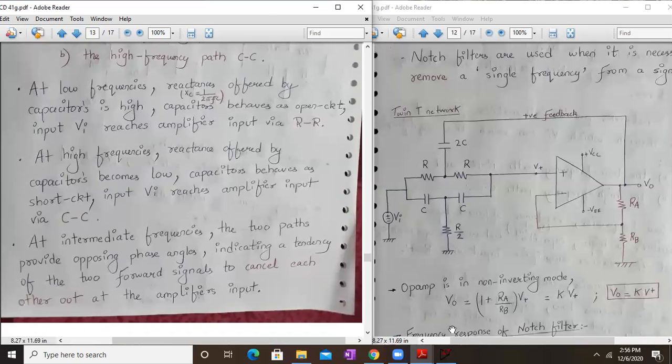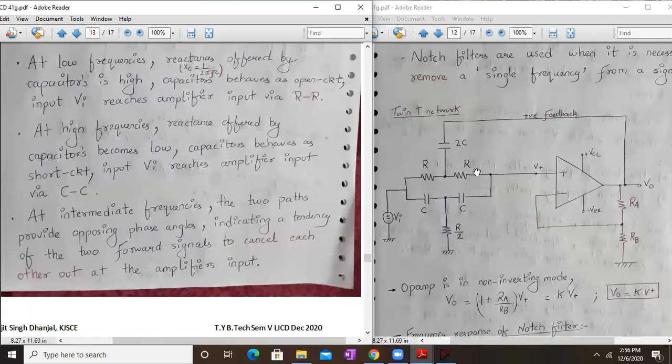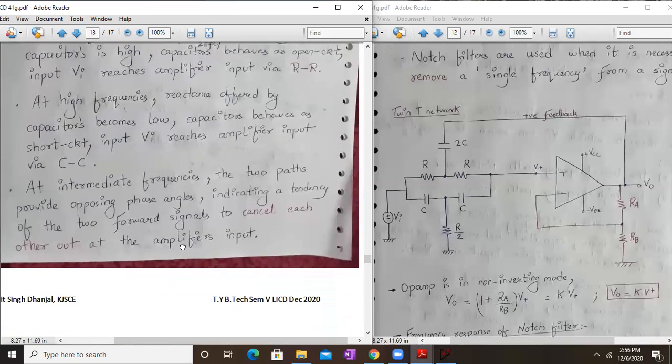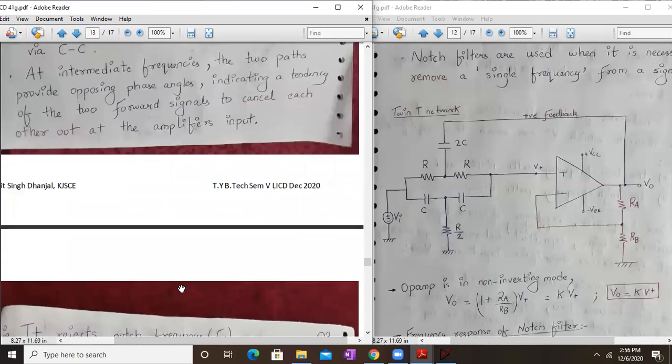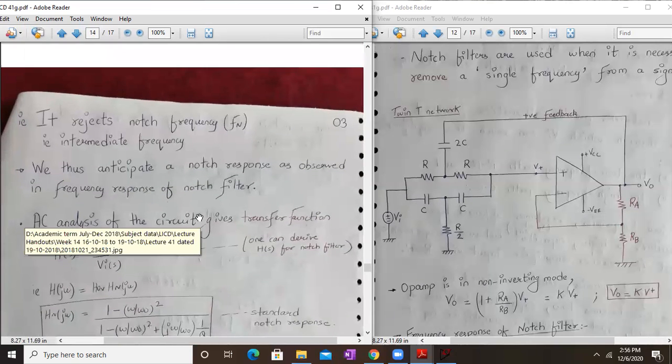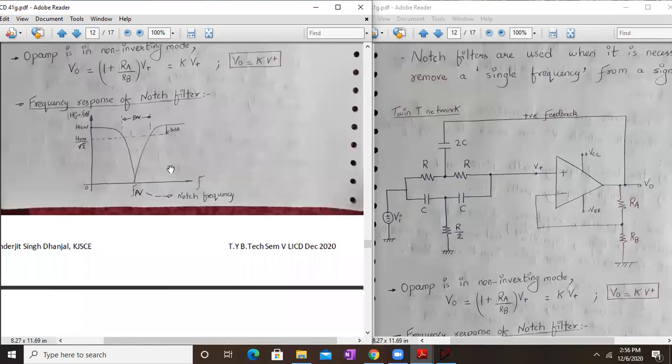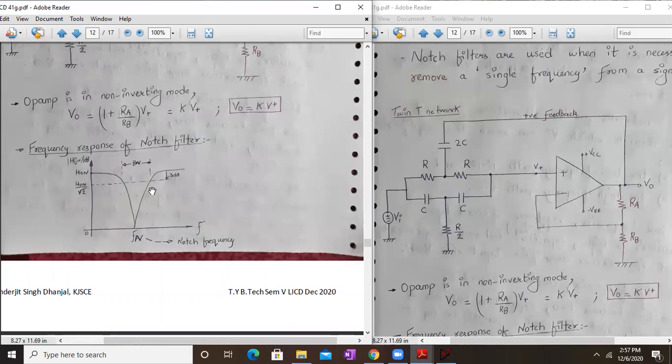At intermediate frequencies, maybe at some particular intermediate frequency, the two paths provide opposite phase angles. So it might happen that the phase angles of this part and this part cancel out, indicating the tendency that the two forward signals cancel each other at the amplifier input. In that particular case, no signal will reach the input terminal of your op-amp. That means it will reject the notch frequency, that is the intermediate frequency. We thus anticipate a notch response as observed in the frequency response of the notch filter, which removes the notch frequency from the circuit.